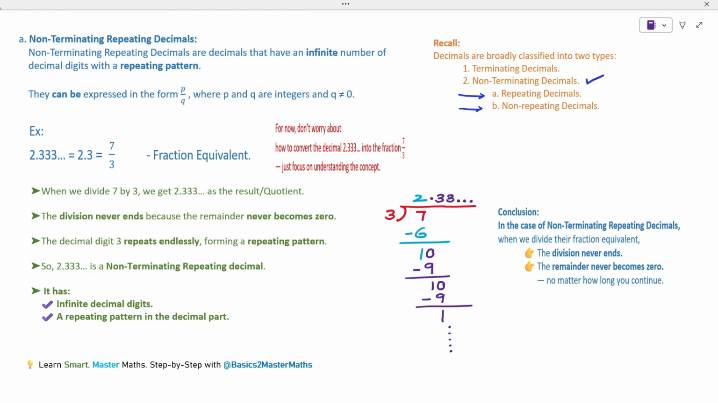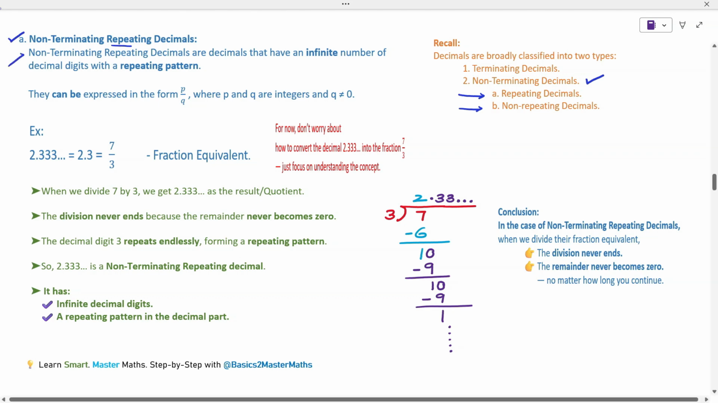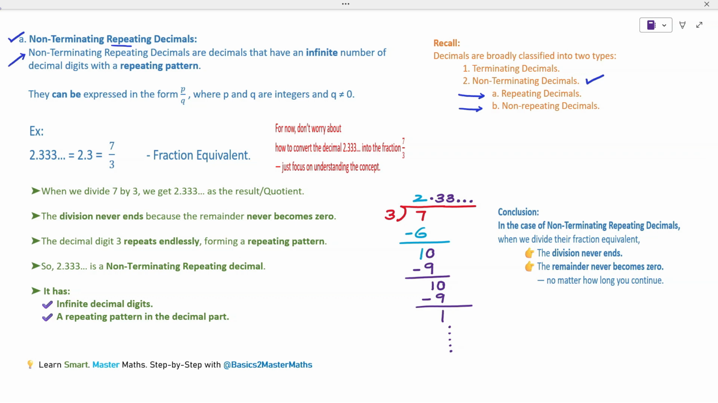First one, non-terminating repeating decimals. The definition says non-terminating repeating decimals are decimals that have an infinite number of decimal digits with a repeating pattern. Got it? Let us try to understand the definition with an example.